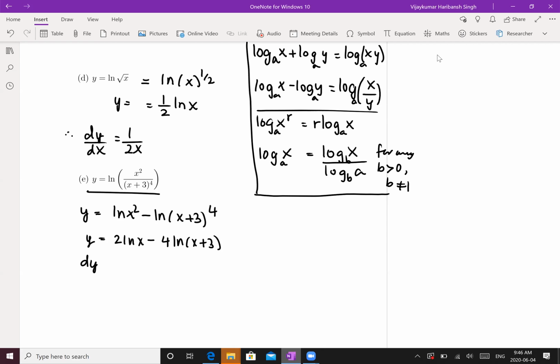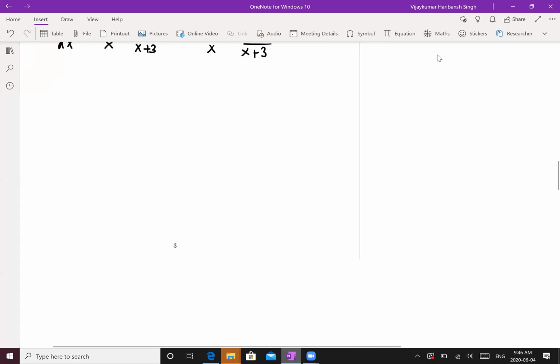So we have dy by dx is 2 times the derivative of ln x, which is 1 over x, minus 4 times the derivative of ln of x plus 3, which is 1 over x plus 3 multiplied by the derivative of the inside, which is 1. Right, so I don't need to write that. So this is the derivative. If you wish, you can simplify. Let's move on to the next problem now.